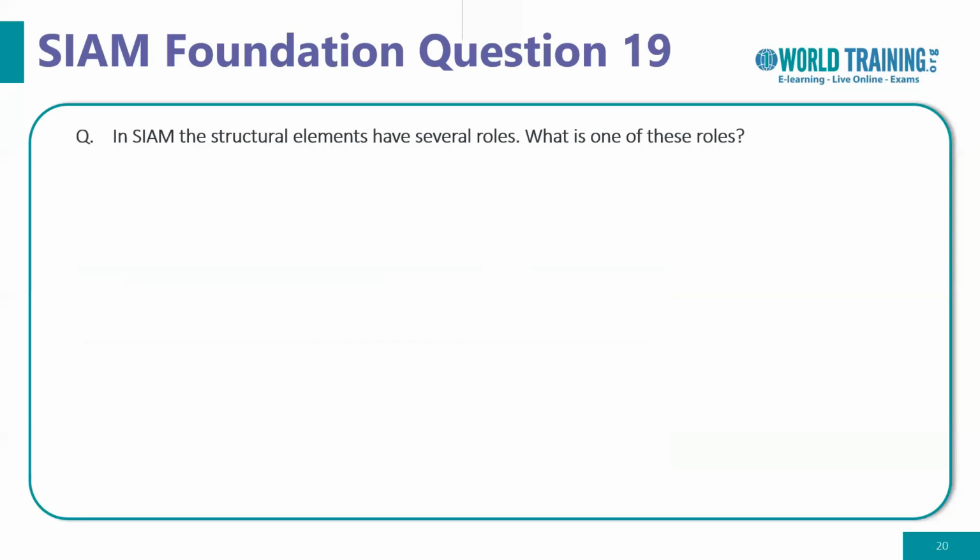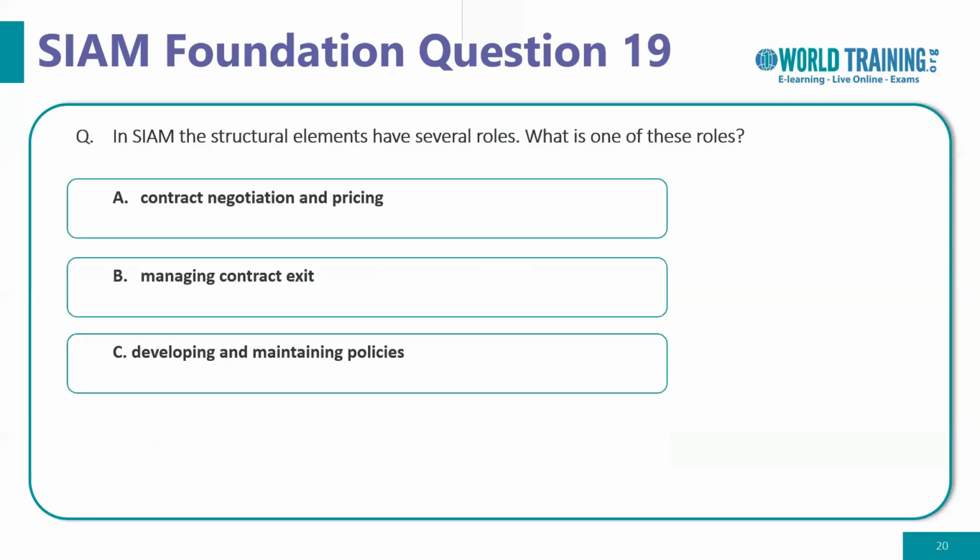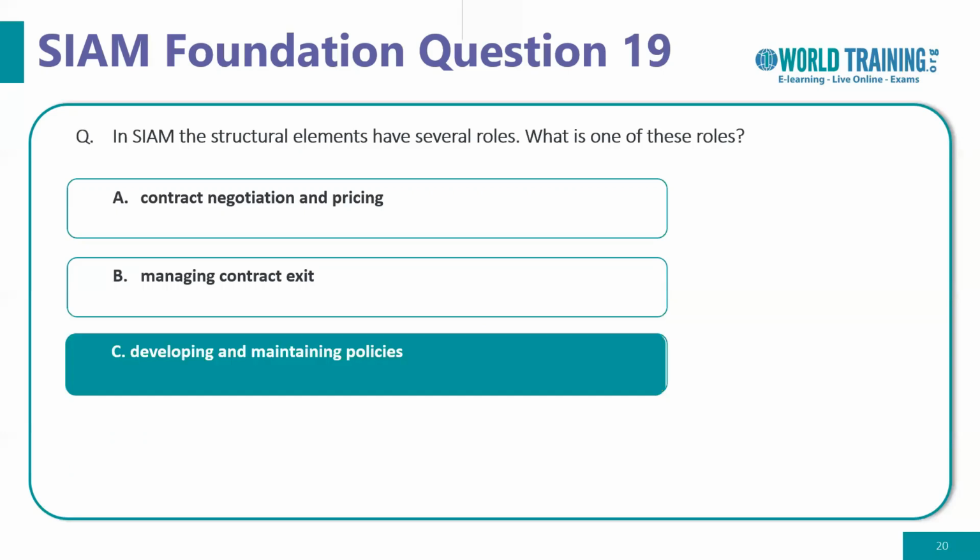Coming back to 19: in SIAM, the structural elements have several roles. What is one of these roles? We have to understand which role is more relevant to the structural element. Again, this is a relevant question which has come earlier. Contract negotiation and pricing, of course, is more or less related to customer ownership. Manage contract exit, again customer. Developing and maintaining policy is more relevant, because this role is more or less related to SIAM. Various organizations have to really go through this. They have to build the policy and principles, and on that they will start working. That is where this comes into the picture when we are talking about the SIAM ecosystem.